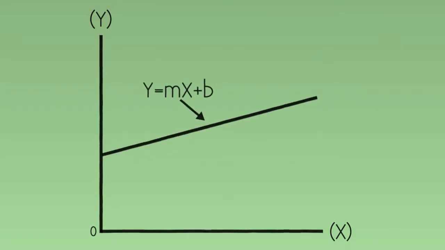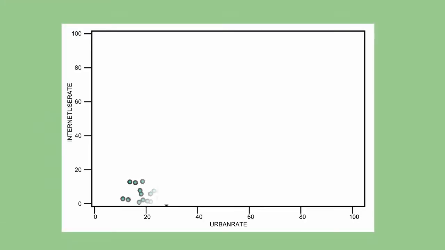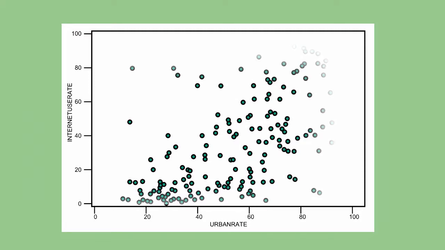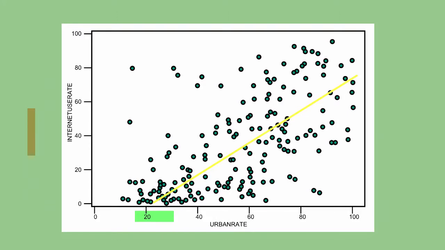As you may recall from high school algebra, the equation of a line is usually defined as y equals mx plus b, where x and y are the variables that are on those respective axes. M is the slope of the line, and b is the spot on the y-intercept where the line crosses the y axis. In our model, we know that internet use rate is our y, or response variable, and urban rate is our x, or explanatory variable. So we need to determine our slope and our intercept in order to define this best fitting line.